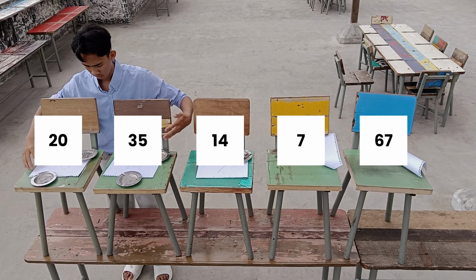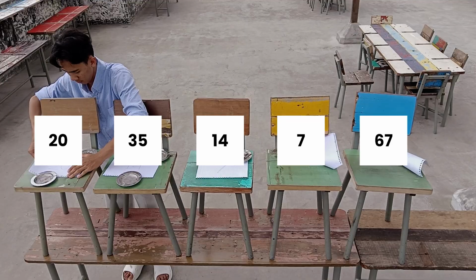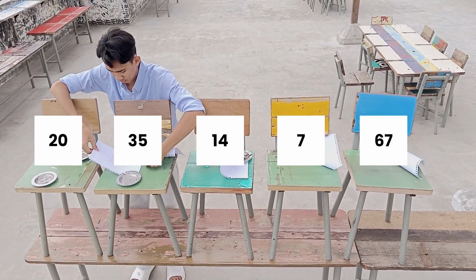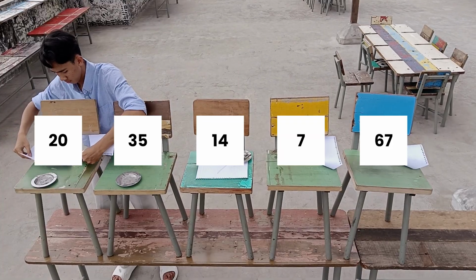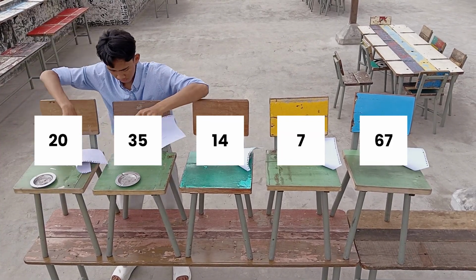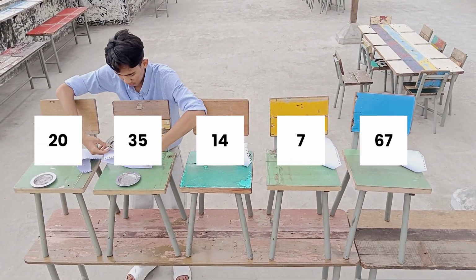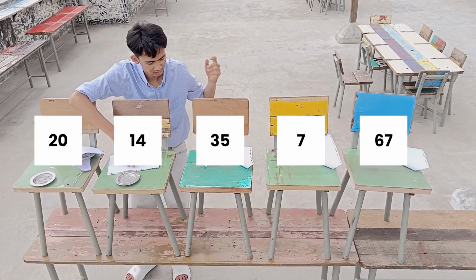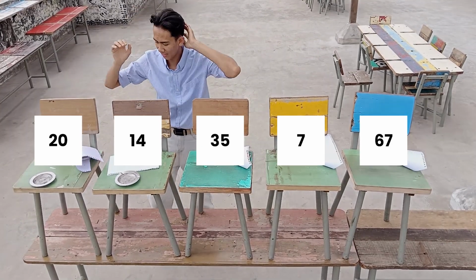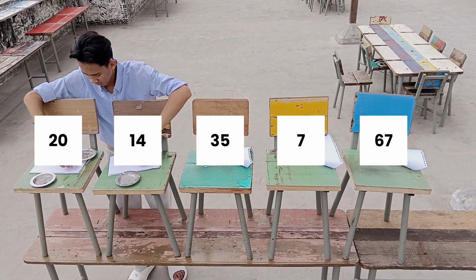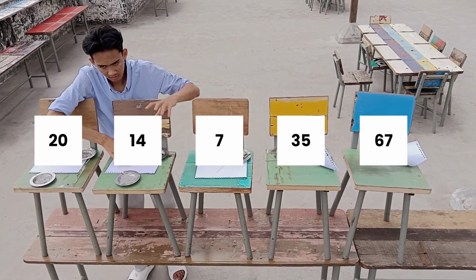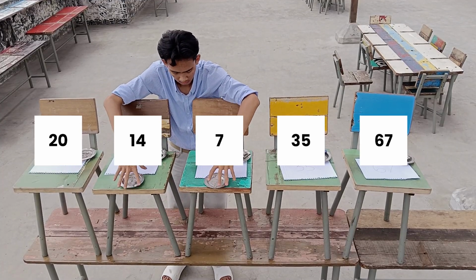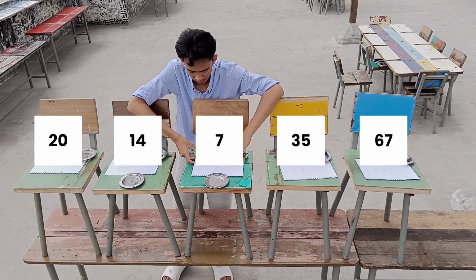First, we compare 20 and 35. Since 20 is already smaller than 35, we leave them as they are. Next, we look at 35 and 14. 35 is greater than 14, so we swap them immediately. Now, compare 35 and 7. Again, 35 is larger, so we swap them. And finally, we compare 35 and 67. They are in the correct order, so we move on to the next pass.